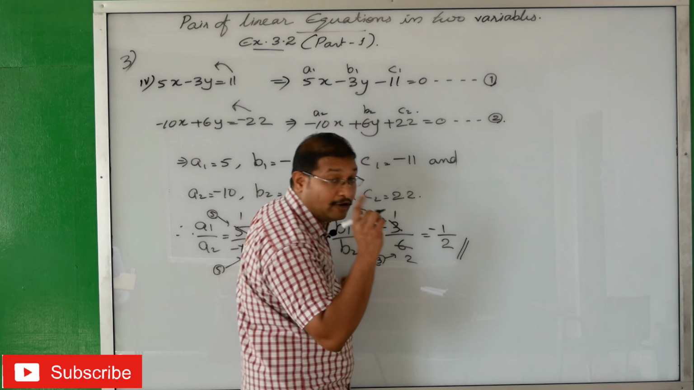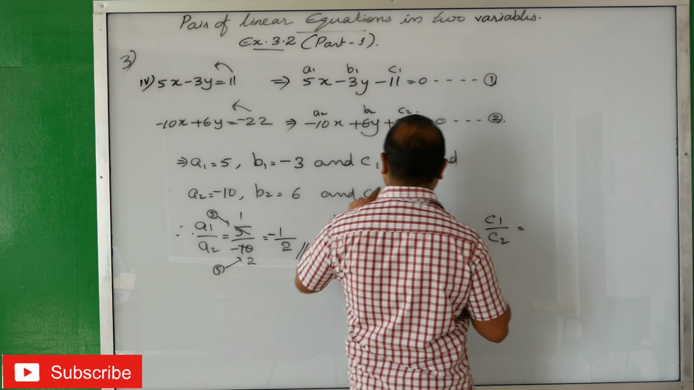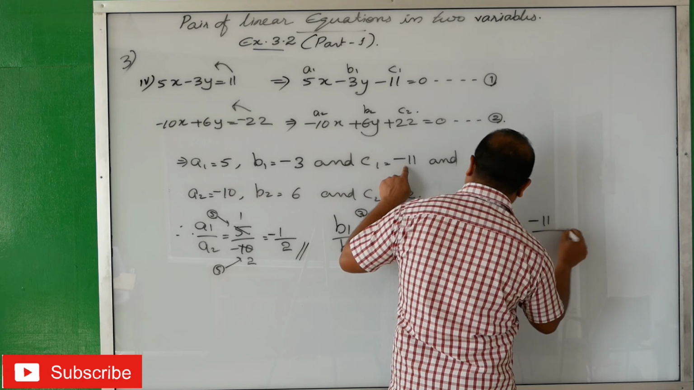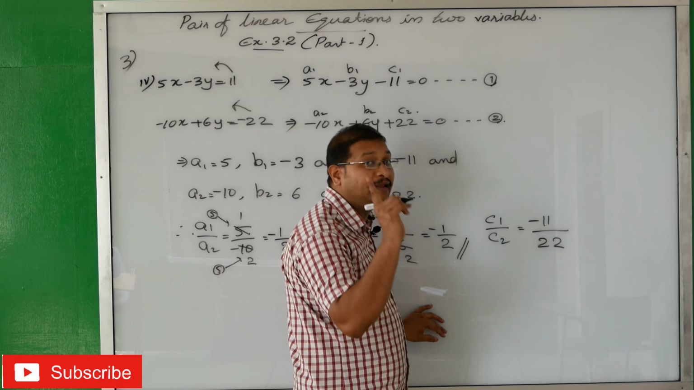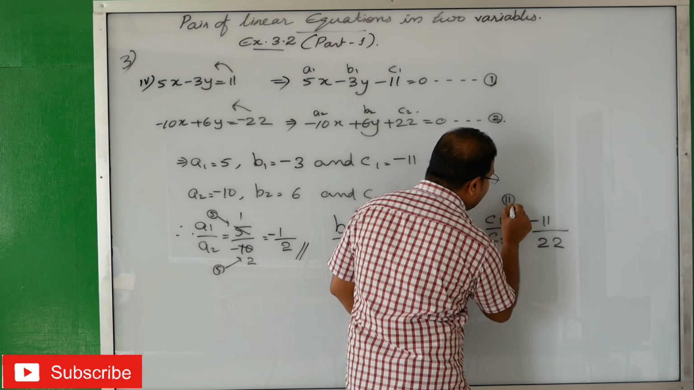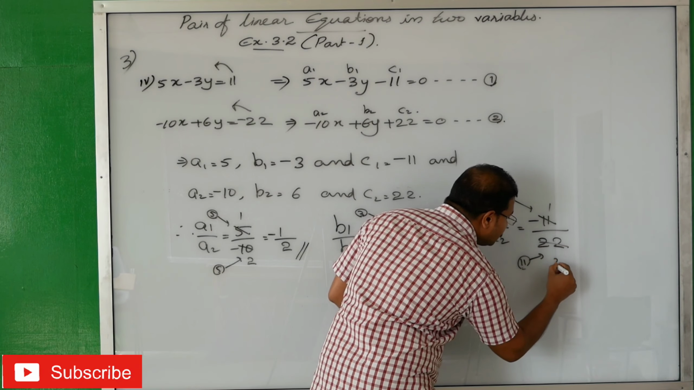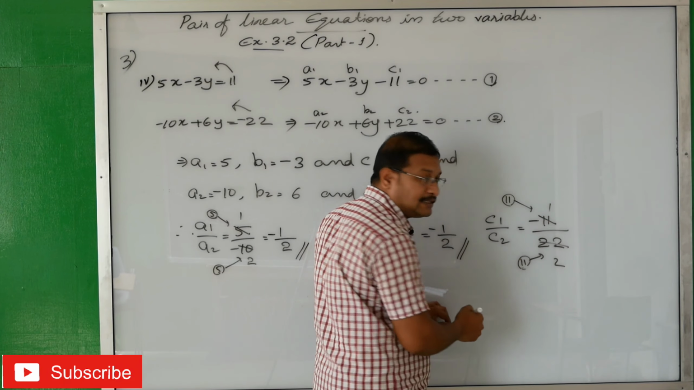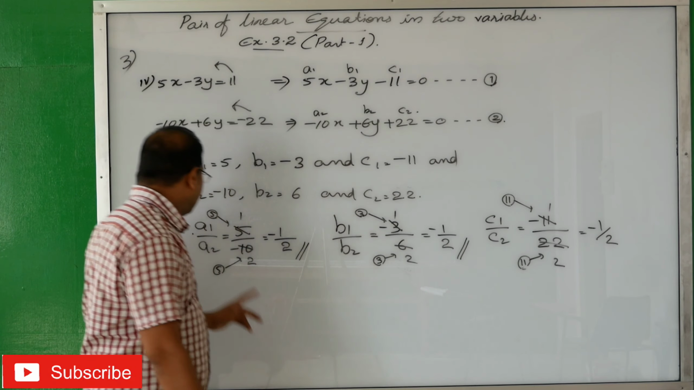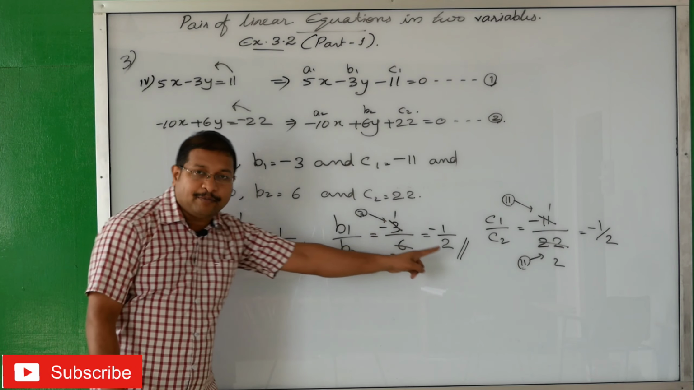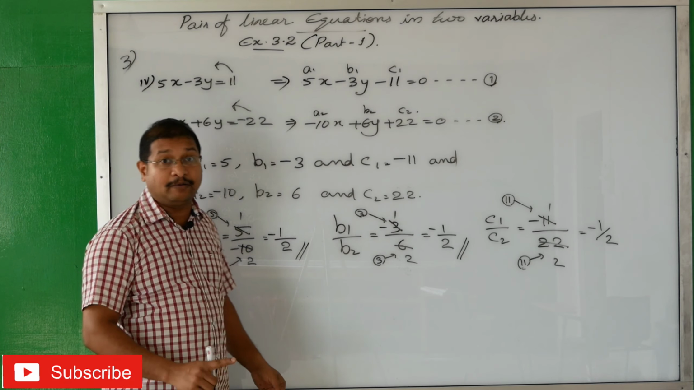Now we'll find out the value of C1 by C2. What is the value of C1? That is minus 11 by C2, 22. We'll cancel by 11. That means 11 ones are 11, 11 twos are 22. Of course, here minus is there. That means we'll get minus 1 by 2. See, A1 by A2, B1 by B2, C1 by C2, all the answers we got minus 1 by 2, isn't it?